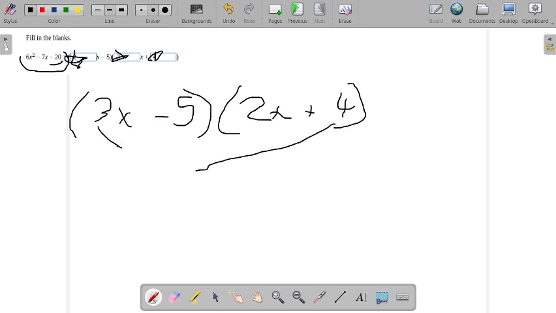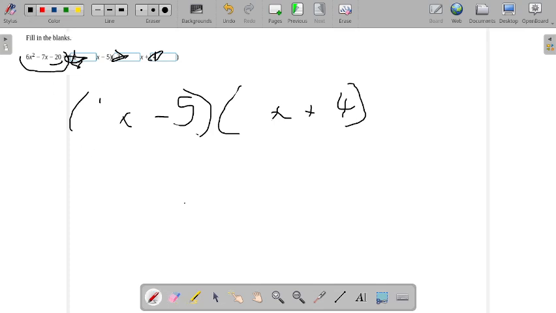Does this make negative 7x? So this would make 12x. This would make negative 10x. So no, it wouldn't make it. What do they want? Negative 7x. So what you do, you remove what you put and just swap the numbers.